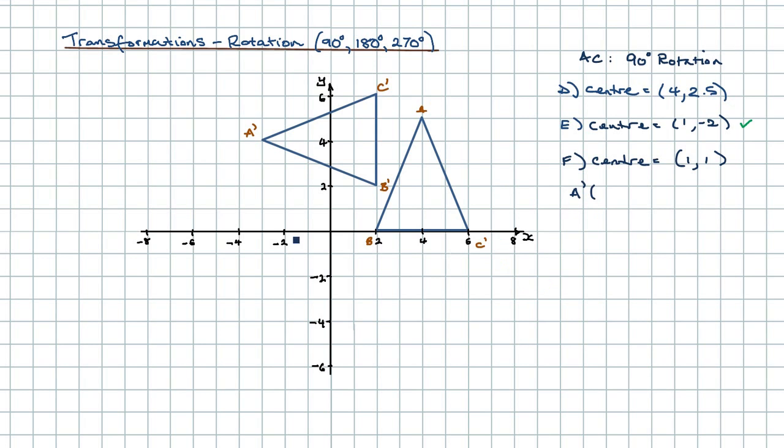So we've got A prime is -3, 4. B prime is 2, 2. And C prime is 2, 6. Okay.